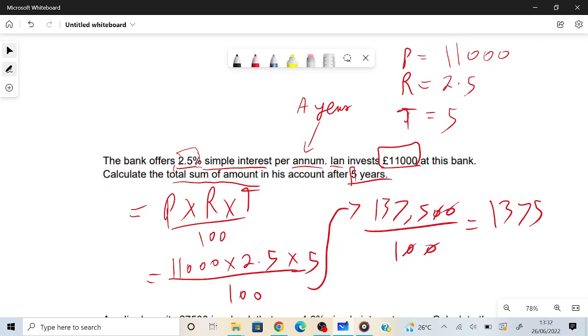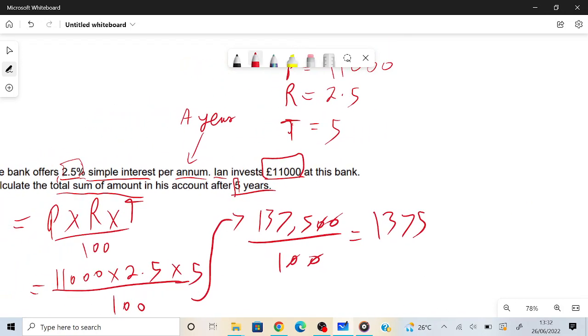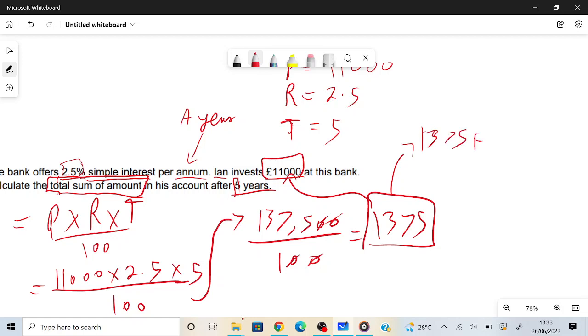1,375. Now, please do note this is not your final answer because it asked for the total sum of amount in his account after 5 years. It's not asking for the interest that's going to be earned. So all you have to do is take the amount of interest earned and add it back to the amount he invested. So this simply becomes 1,375 plus 11,000. And doing this, you should get 12,375 pounds.